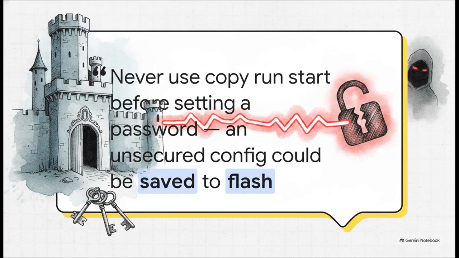I want to pause here for a second and issue a very serious warning about that last step. Never, ever use the copy run start command before you've set your enable secret password. If you save an unsecured configuration, that completely vulnerable state gets written directly to the device's flash memory. What does that mean for us? It means if the device loses power and reboots, it's going to boot right back up, wide open to attackers. Always, always protect the keys to the castle before you save.